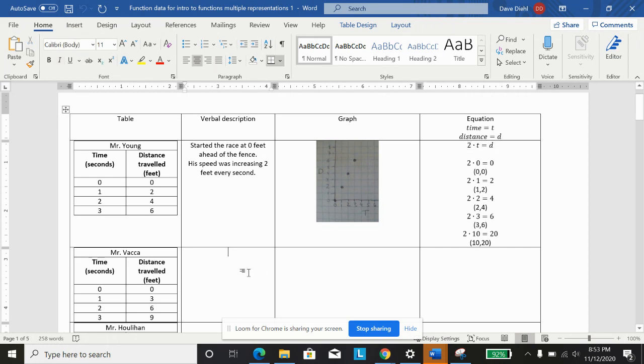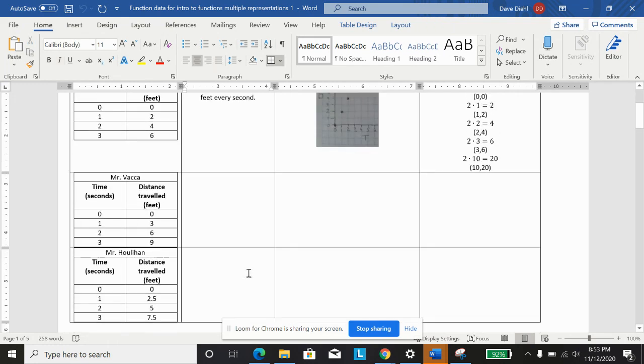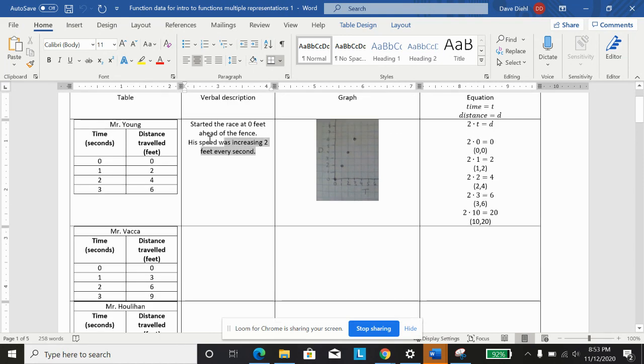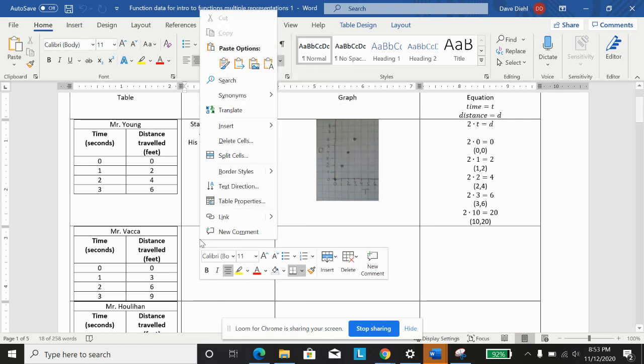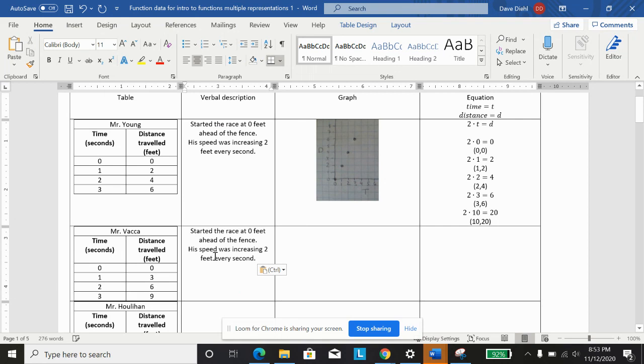Let's look at Mr. Vaca as another example here. Mr. Vaca, this is his table. So if I was going to describe his race, I would say pretty much the same thing as Mr. Young, except his speed is different. And let's look. What do you think his speed is? Well, it looks like he goes up 3 feet in a second, another 3 feet in a second, another 3 feet in a second. So his speed is 3.